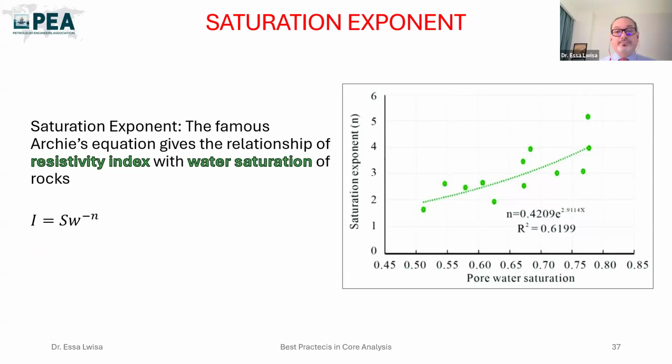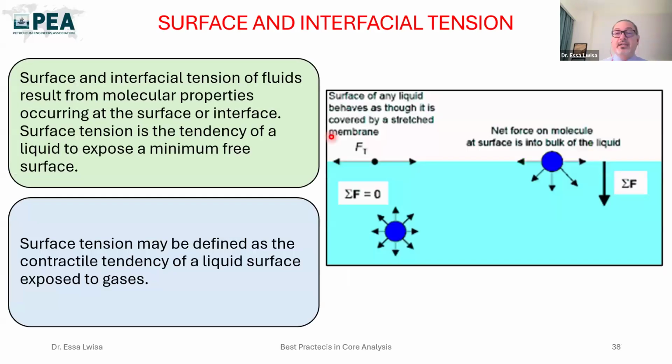Now, I will go to another property that is measured by core analysis, which is surface tension and interfacial tension. What is the difference between those two? Surface and interfacial tension of fluid result from molecular properties occurring at the surface or interface. Surface tension is the tendency of a liquid to expose a minimum free surface, like this one here.